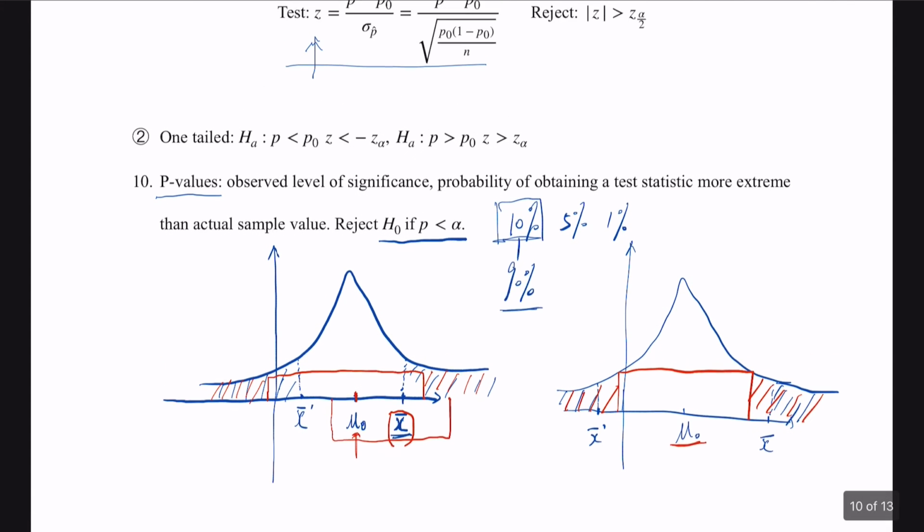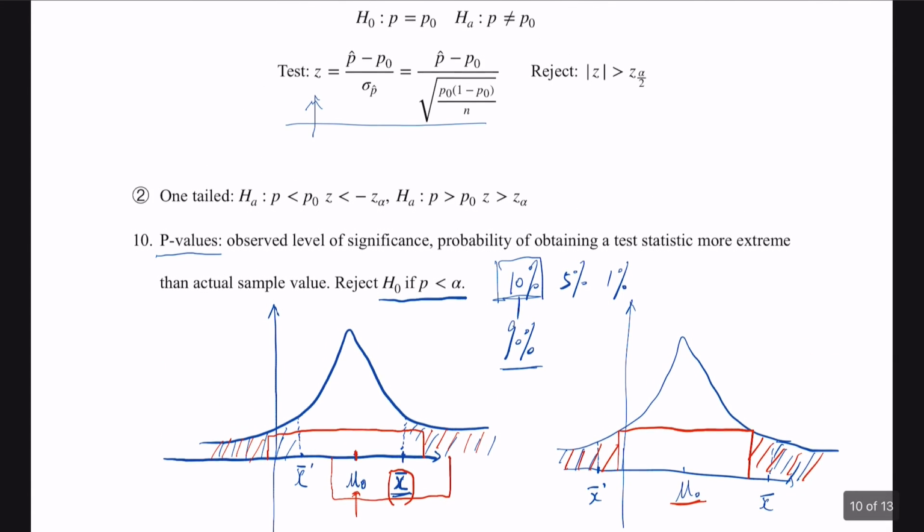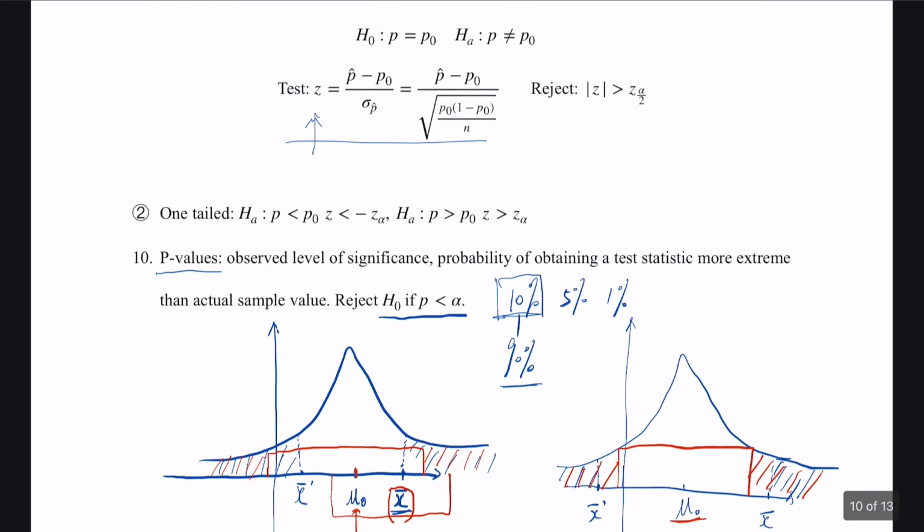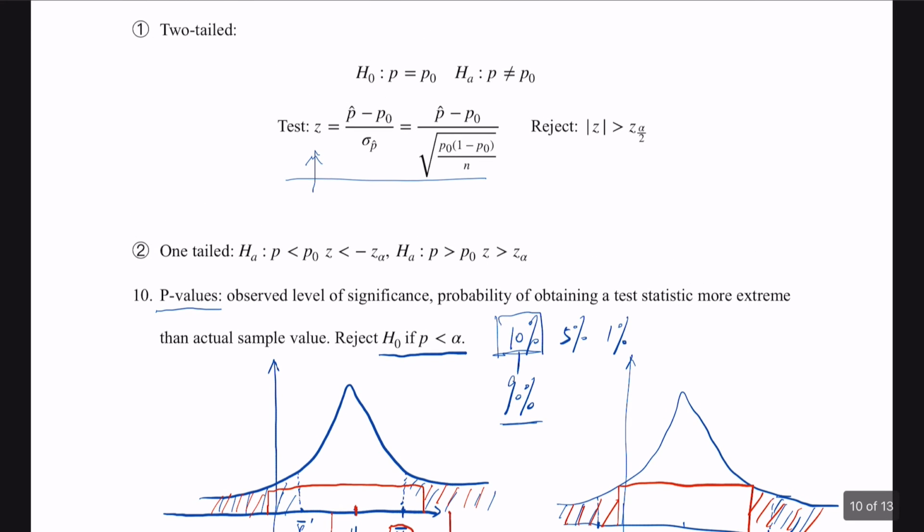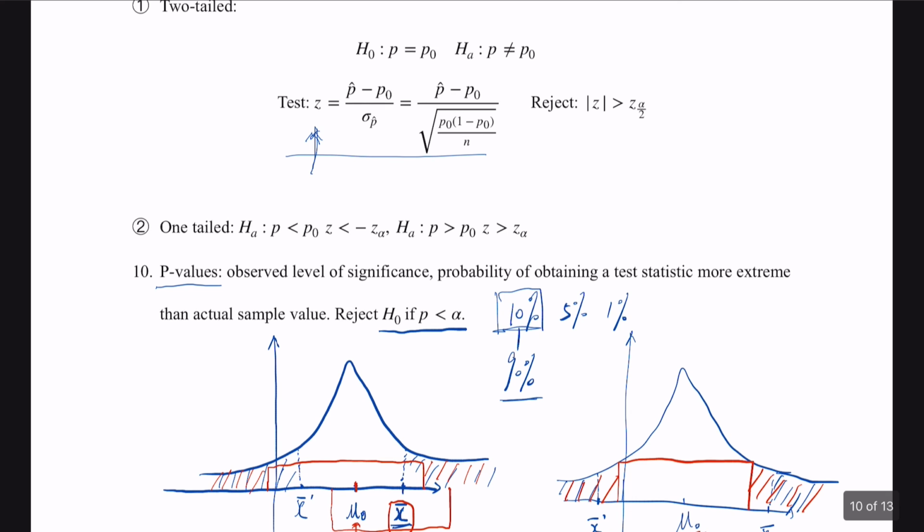When you are solving questions about hypothesis tests, I strongly recommend you stick with the z-score as it's easier to comprehend. If you're using p-value, maybe you could get confused about which area you are referring to in the graph. So that's what I want to say about p-value.